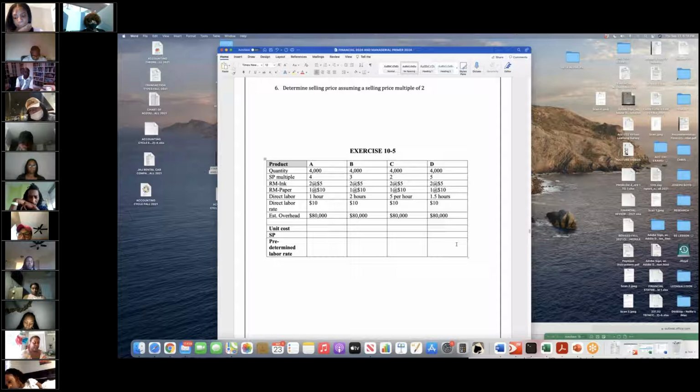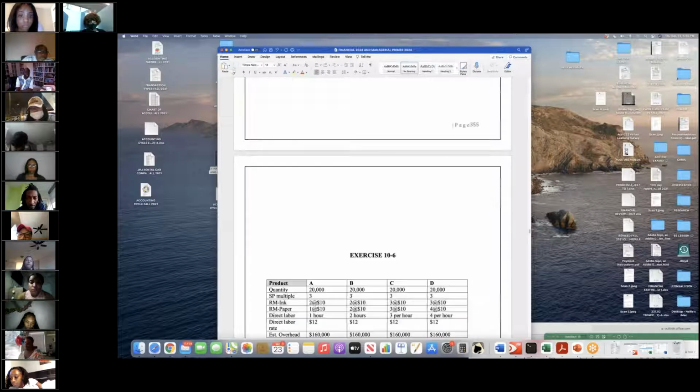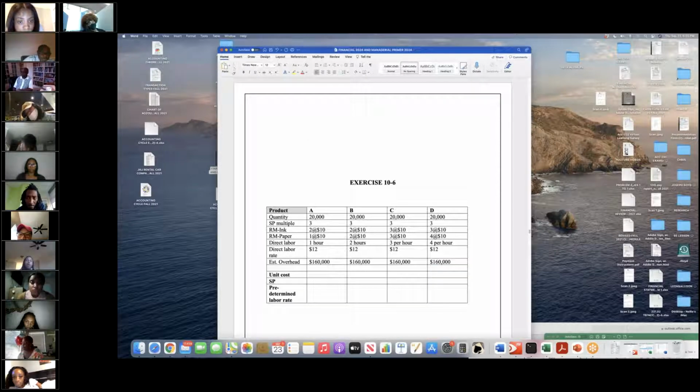So teams 1 through 4, y'all are responsible for 10-5, and I can call on anybody on your team to work it out. Teams 5 through 8, you all are responsible for exercise 10-6, and I can call on any member of your team to work one of those out. So there's a situation for every team. We got 8 teams.